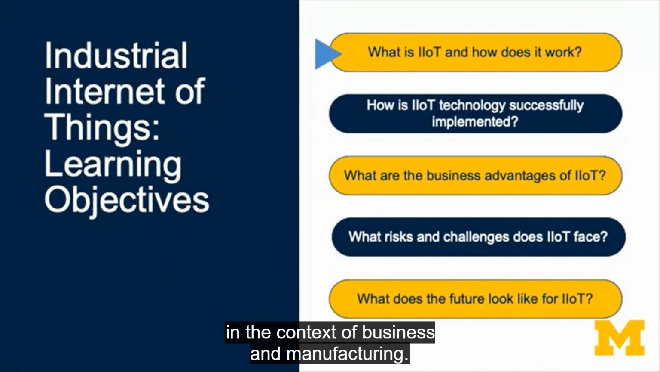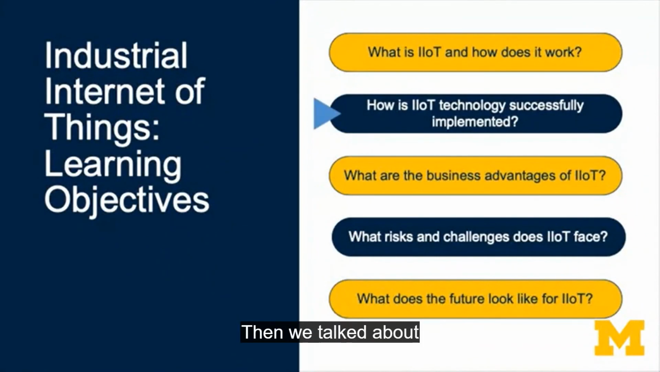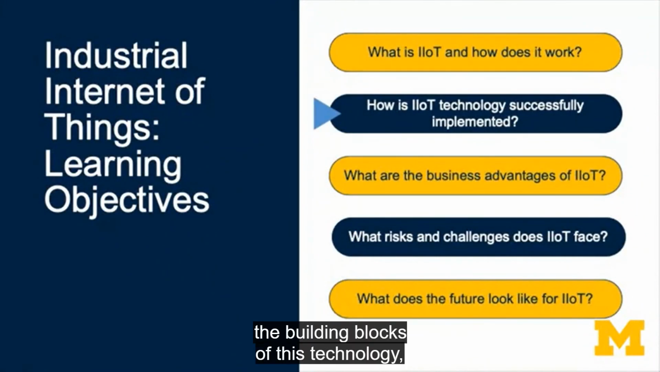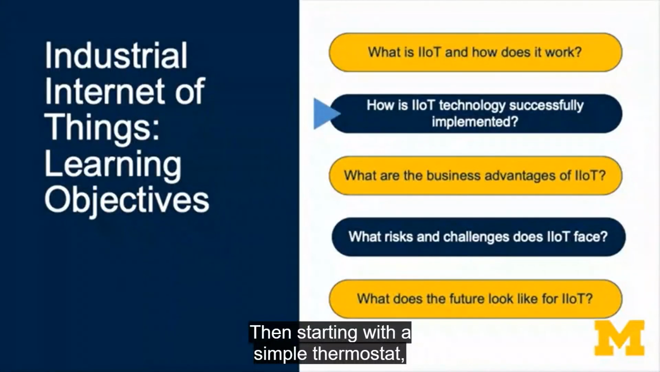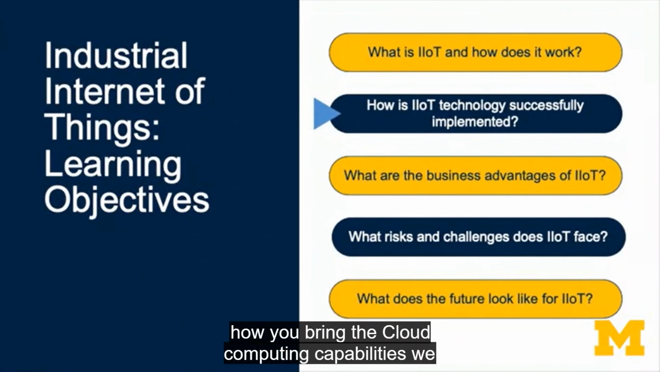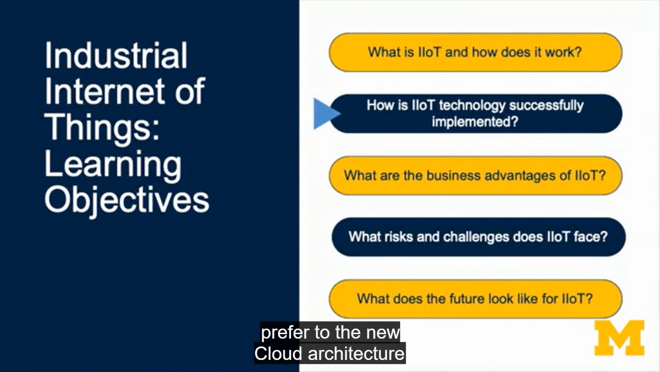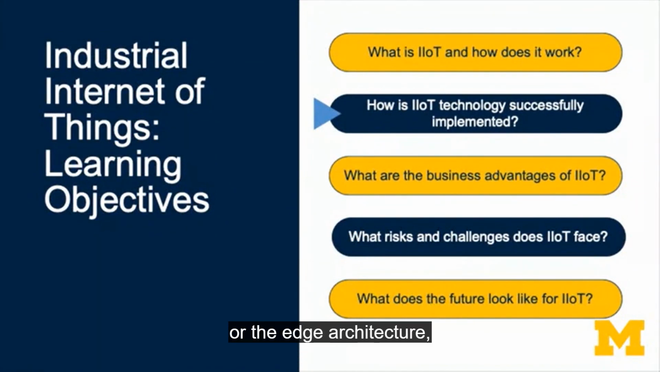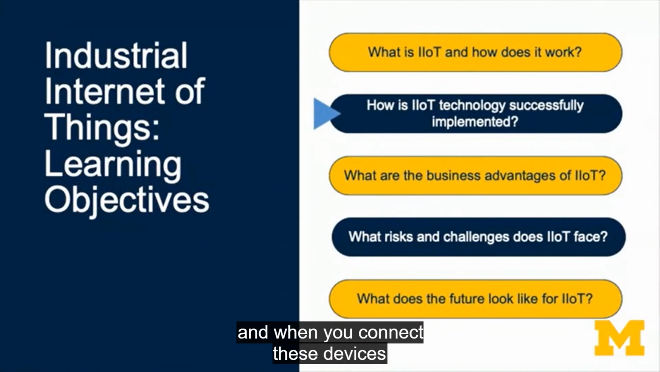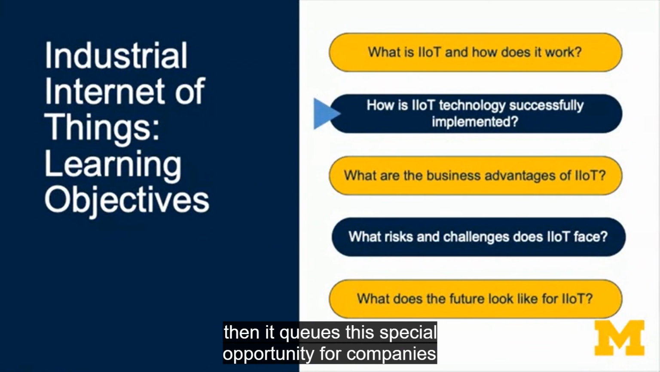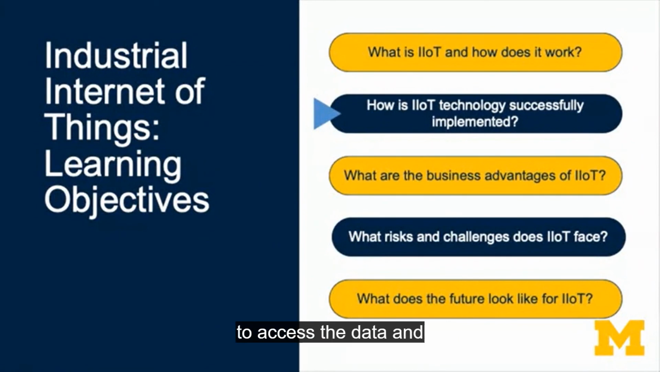And then we talked about the building blocks of this technology, starting with understanding simple sensor technologies, as examples of a thermostat, and then, starting with a simple thermostat, how you bring in the cloud computing capabilities. We referred to the new cloud architecture and the edge architecture, and the combined intelligence that they bring together. And when you connect these devices into those capabilities, it gives a special opportunity for companies to access the data and the insights ubiquitously from wherever they are.